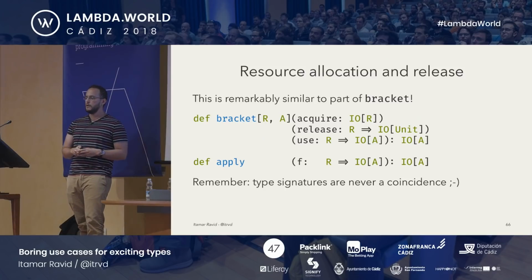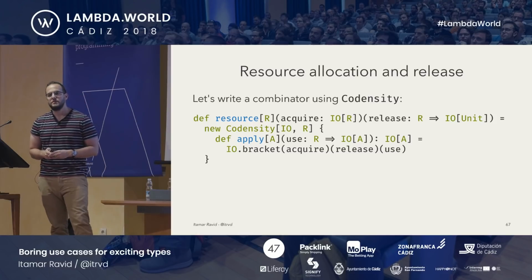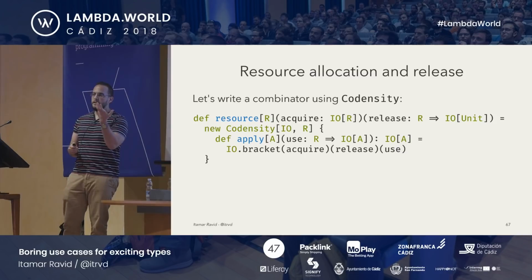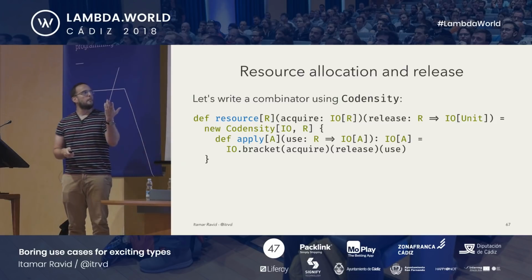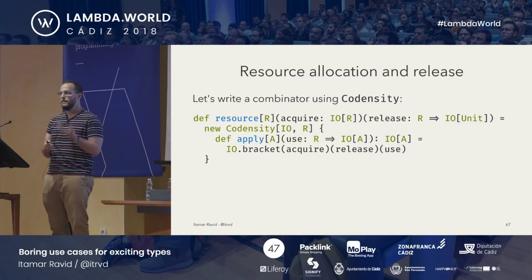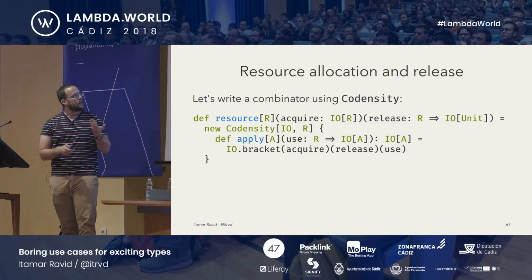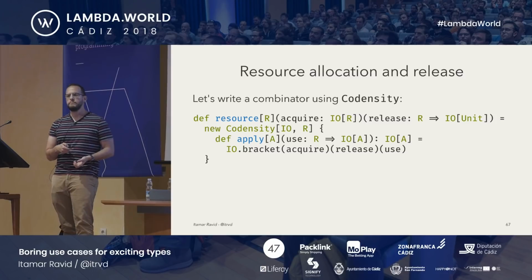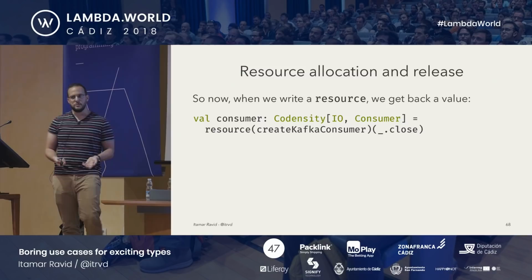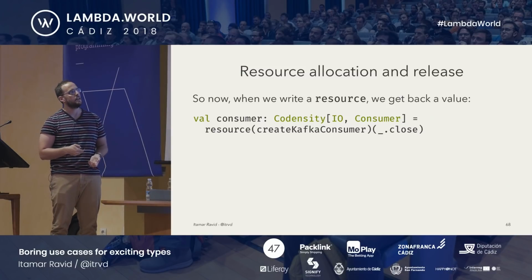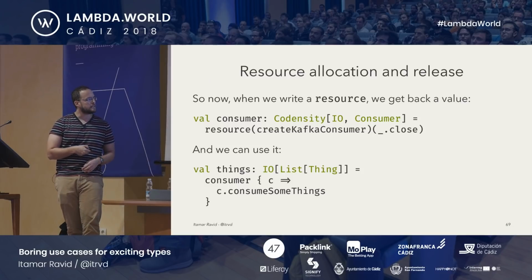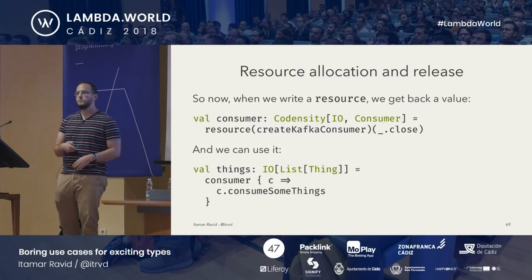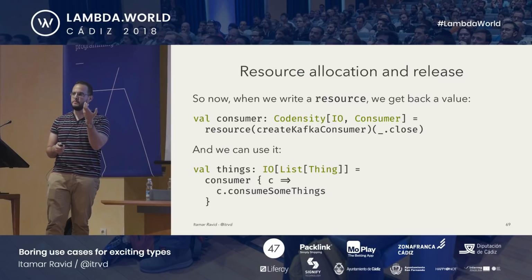So what we can do here is write a combinator for resources using codensity. We will partially apply the bracket operation. We'll take the acquire and release functions, and we will capture them in the closure of the produced codensity function. So we're producing a codensity, we'll call it resource, a resource value that, when its apply function is run, will execute the bracketing operation. OK, nice. So now, when we write resource, we get back a codensity value representing our Kafka consumer. And now we can actually use it. When we write this, this is actually a bracketing operation, because we're executing the apply function on the codensity, which was set to be an IO.bracket.